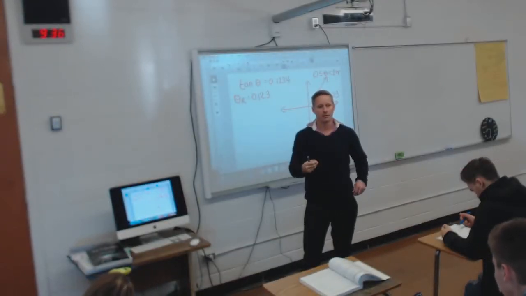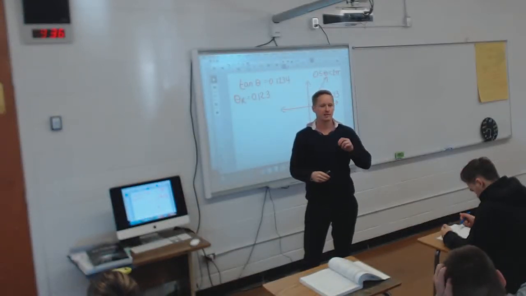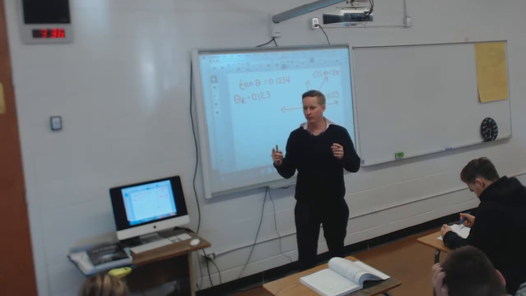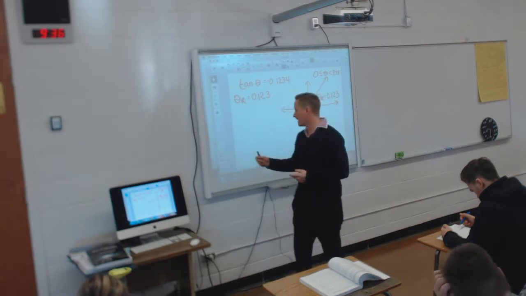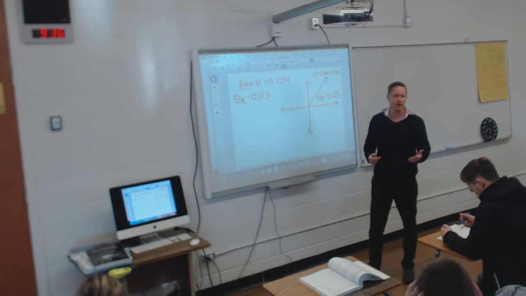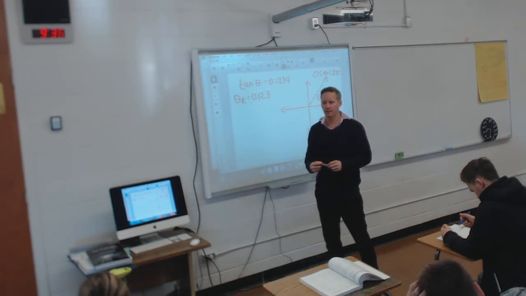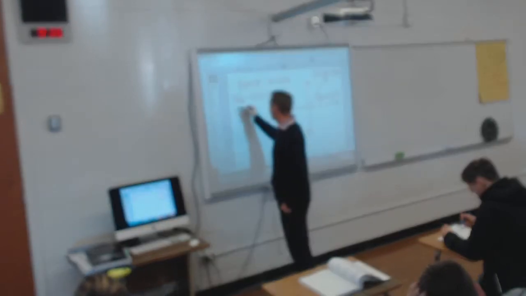Now remember, the first quadrant is 0 to pi over 2, right? Well, pi over 2 is like 1.5. So you're going from 0 to 1.5. So does that fit in the first quadrant? Yeah, for sure it does. Okay, what quadrants is tan negative in? 2 and 4.